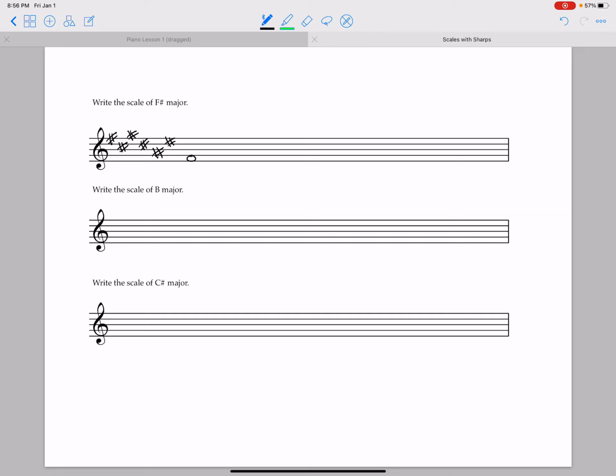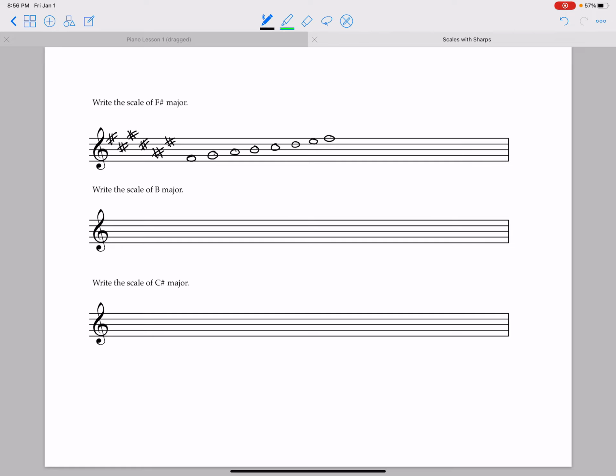Okay, now we're doing F sharp major, which means we need to start on an F sharp. So here's our F, and it's automatically sharpened because of our key signature that we put in. So we have F sharp, G, which is also sharpened, G sharp, A sharp, B, C sharp, D sharp, E, and F sharp. And then we have 8 notes.